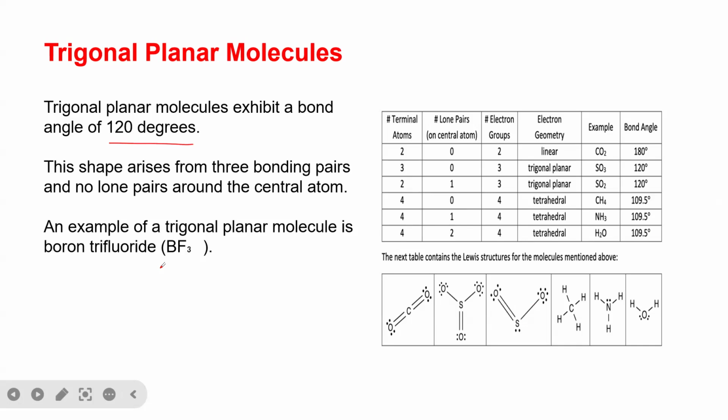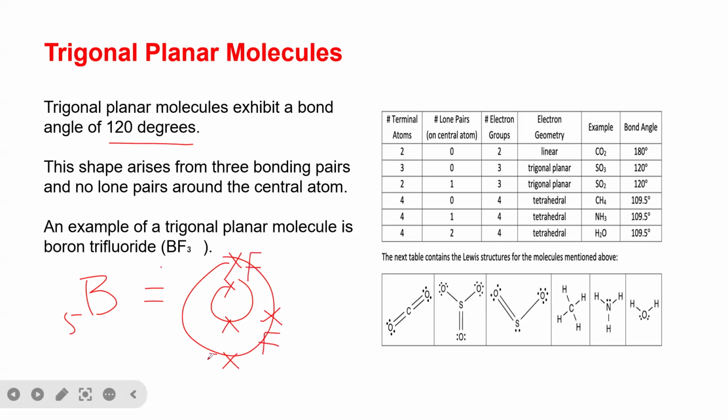So that's why it remains a trigonal planar molecule. Boron has atomic number 5. So the first one has 1, 2, and then 1, 2, 3. They are all bonding pairs. One fluorine comes here, another fluorine here, sharing electrons, and another fluorine. That's why we have BF3. And of course, there is no lone pair of electrons, so that is why it remains trigonal planar.